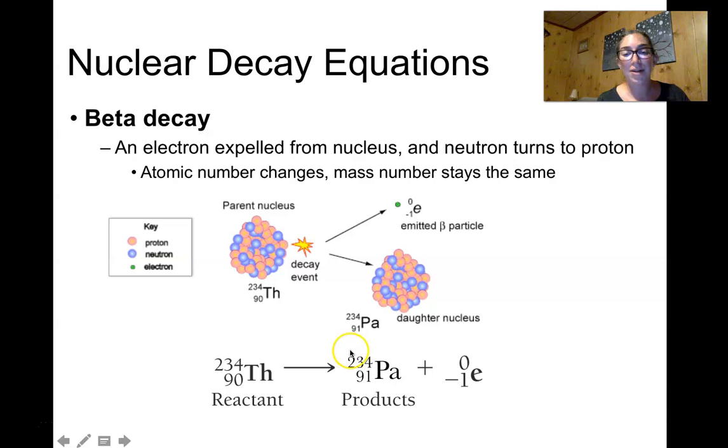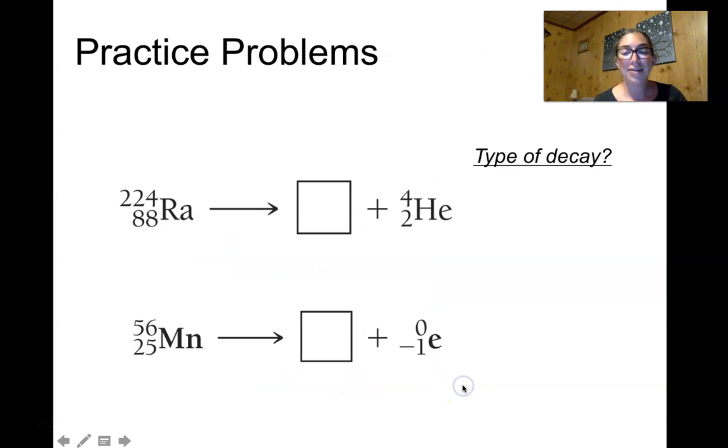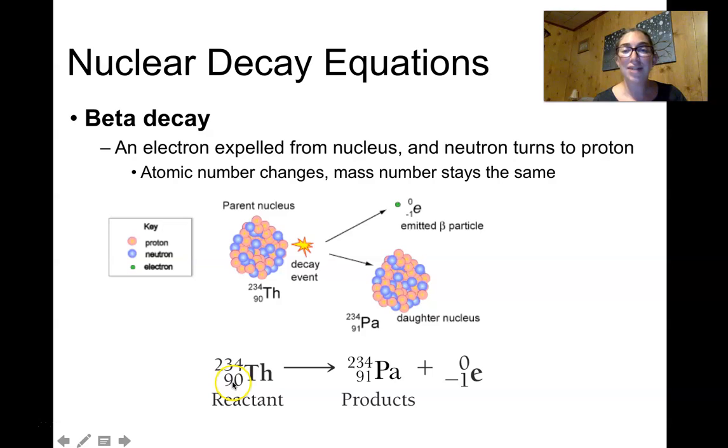The mass number, you notice, hasn't changed because there is no mass lost. So these equations are balanced if you look at the numbers. 234 plus 0 is 234. So the mass on the left side equals the mass on the right side. And 91 minus 1 equals 90. So again, the charge is equal on both sides of the equation.